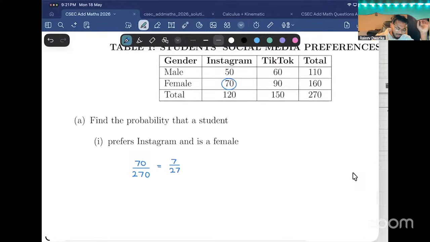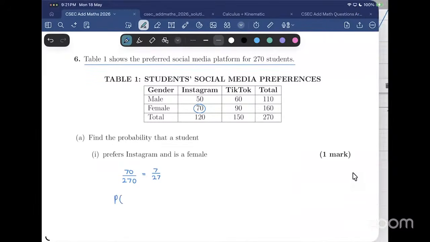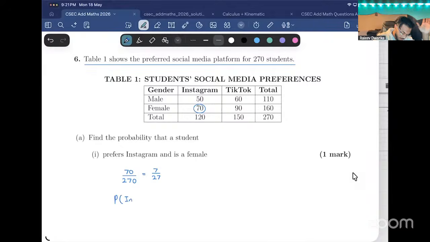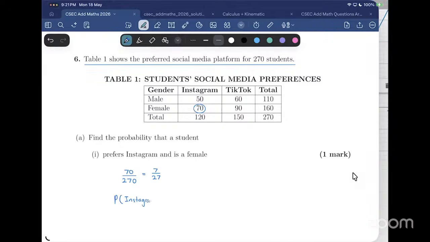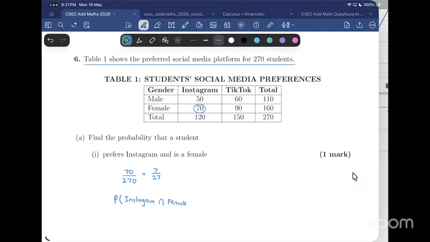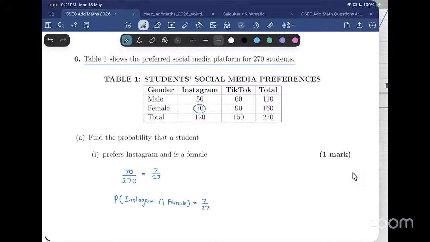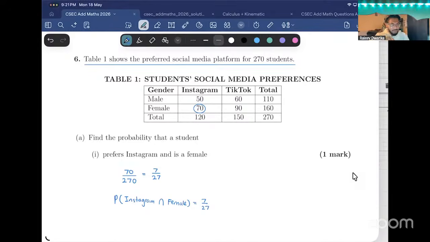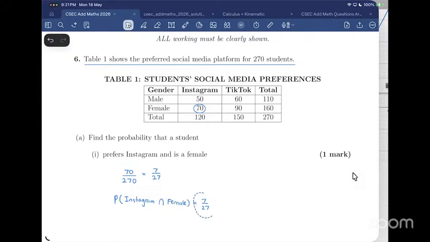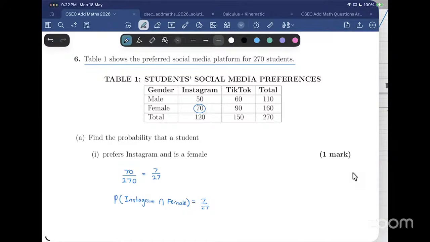If you wanted to be an exemplary student, you're really supposed to write the probability of Instagram intersect female, and that would be equal to 7 over 27. The intersect means and. They said prefers Instagram and is a female, so Instagram intersect female. But you didn't have to do all that. It was a 1 mark question. I feel like I would have done all that, just to secure it.